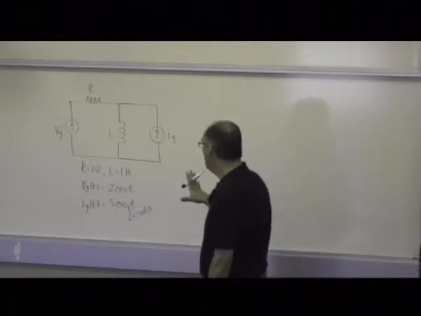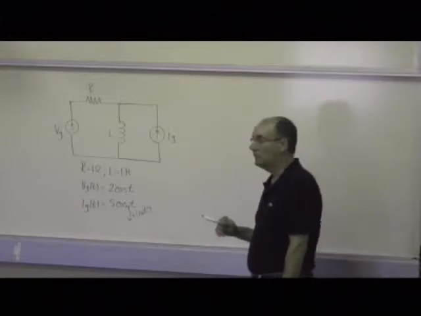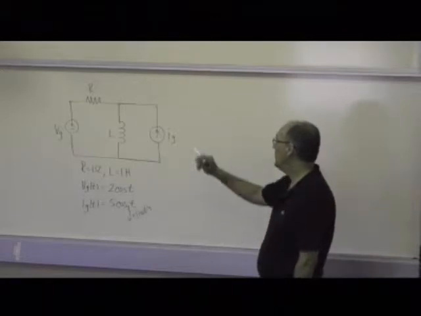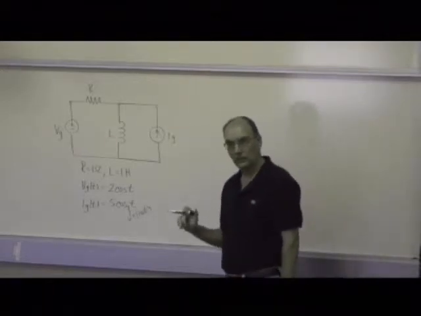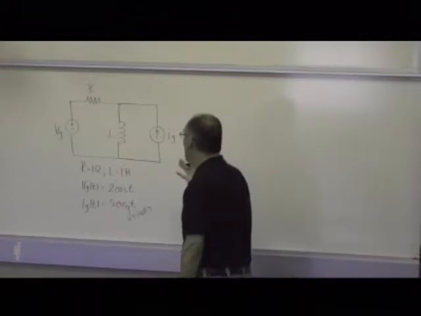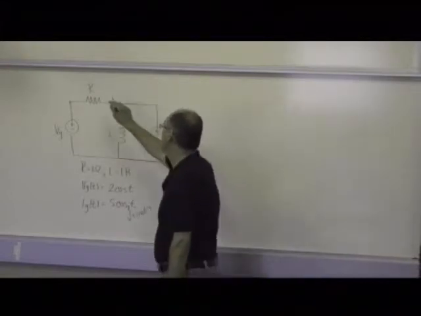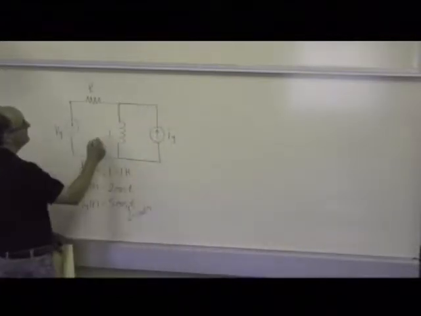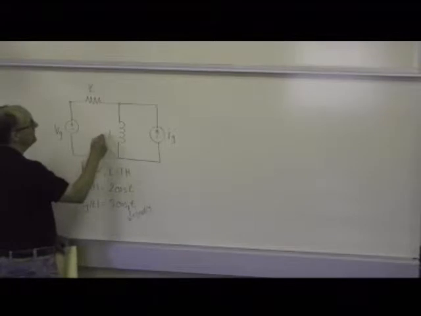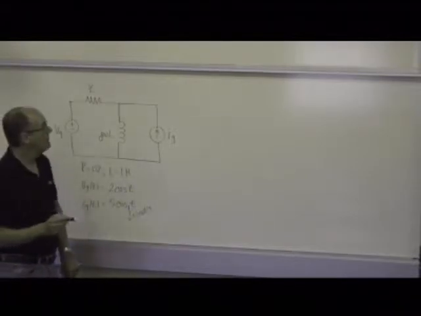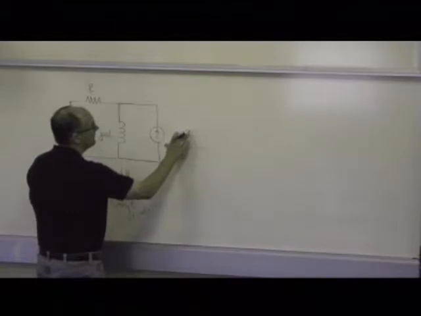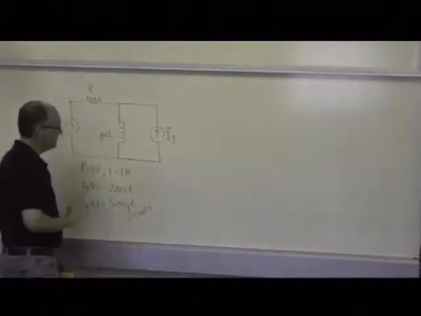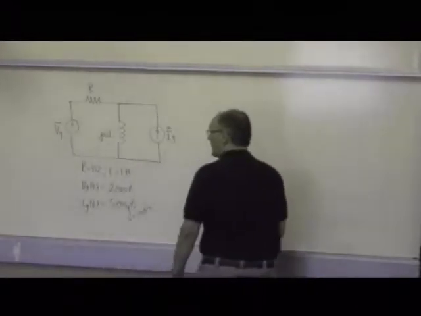So how does one deal with problems of this sort? Well, first and foremost, when you're dealing with any kind of phasor problem, you want to redraw the circuit in a phasor format. What that means is that you'll keep the resistor as it is. You will replace the inductor with its impedance, which is j omega L, and you will replace the two sources with their corresponding phasor values. So what does that mean?